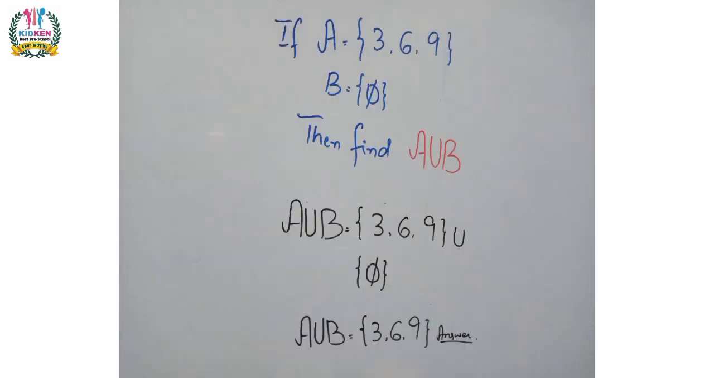So the next question is the same as the previous question. You can take the union of A and B, but the values are slightly changed. So A has the values 3, 6 and 9, and B has the value null set. Here you can pronounce null set as an empty set.